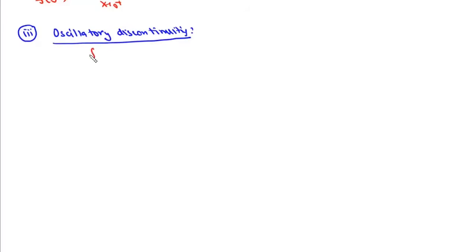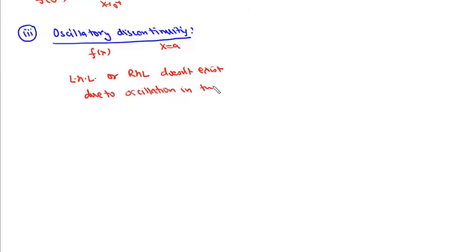Now, a function f(x) has an oscillatory discontinuity at x equal to a if LHL or RHL does not exist due to oscillation in the value of function. Say, for example, this f(x) equals sin(1/x).